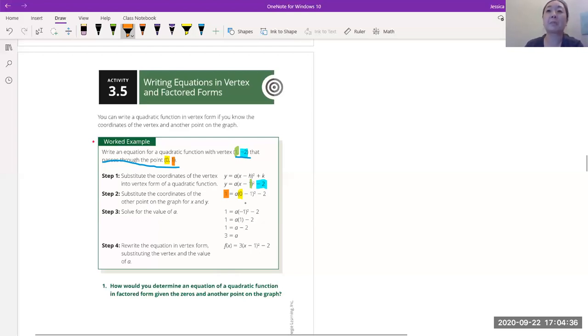So there we go. And it said over here, substitute the coordinates of the other point of the graph for the x and y, which is what we did. And here we go. Let's try this out. And let's see, it says solve for the value of a.